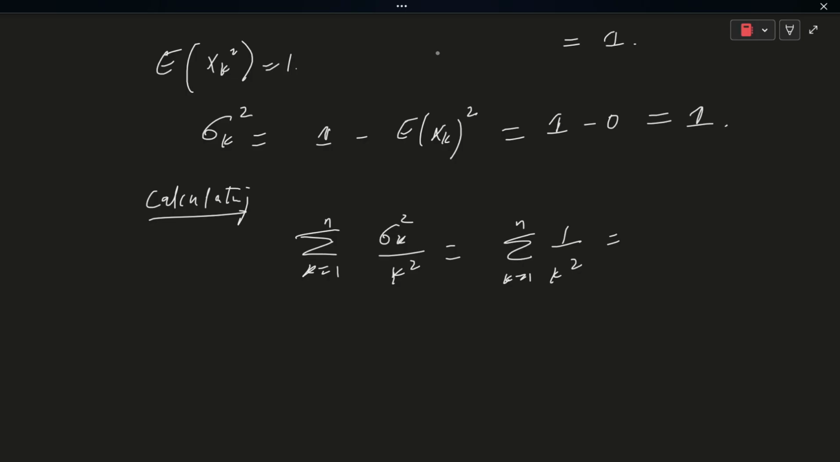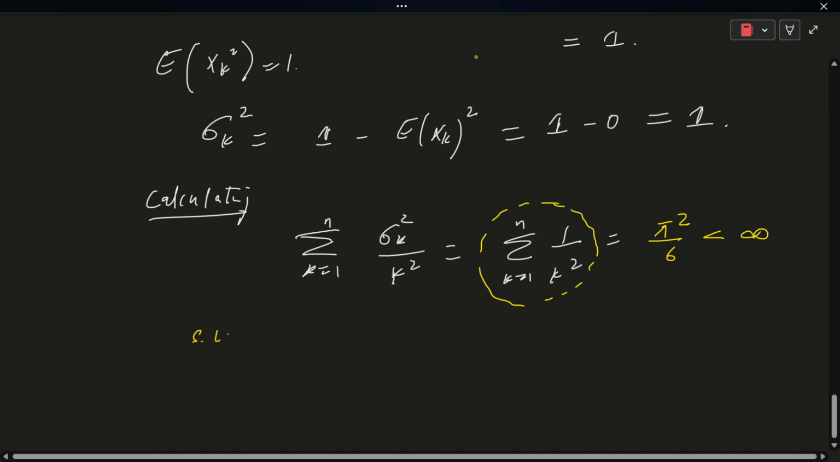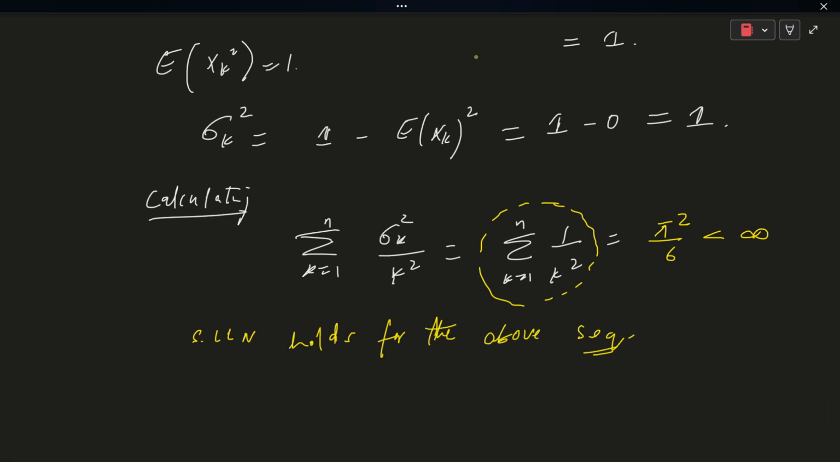So this will be equal to, you have to remember this sum. You remember sums of series in integrals, or in real analysis you can remember this sum of the series: the summation of 1 by k square is pi square upon 6, which is less than infinity. So the strong law of large numbers holds for the above sequence. This is what you have to do in the strong law of large numbers, okay? This is what you have to do.